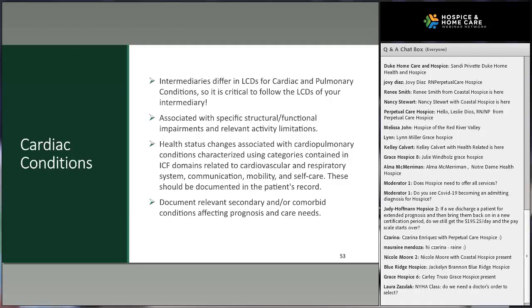Has there been a change in their functional domain? And is it related to cardiovascular, respiratory? Are they only able to walk 5 feet and then they're out of breath? They started on oxygen PRN, now they're on oxygen all the time. Any of those type of things that are related to a decline in their cardiac condition that is impacting their ADLs and their activity. Document relevant secondary or comorbid conditions affecting prognosis and care needs. So it's very important with the cardiac also to support that as well.